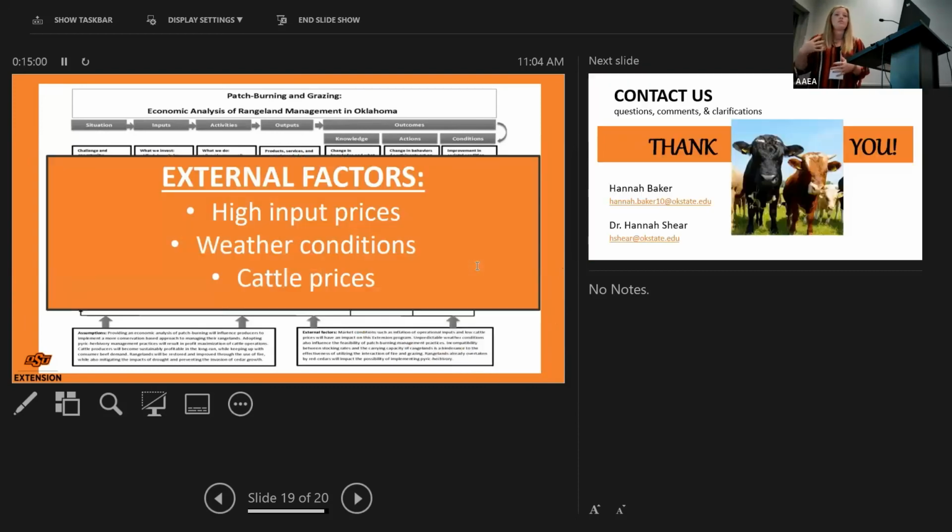And then just some external factors that could potentially influence producers' decisions to adopt patch burning are high input prices, weather conditions, and cattle prices. And we really see all of these in today's cattle production, cattle industry, especially drought. Drought is terrible right now.